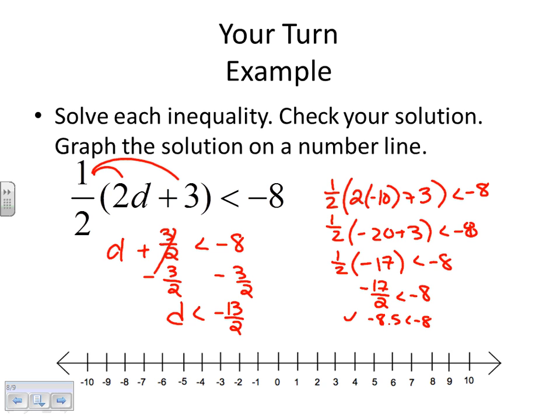So we're going to come on to our number line here, and we're going to graph approximately -6.5, which is right here. We're going to have an open circle on -6.5, and we're pointing to the left.